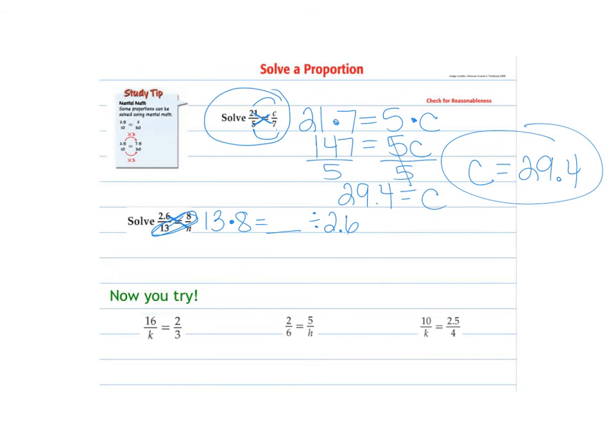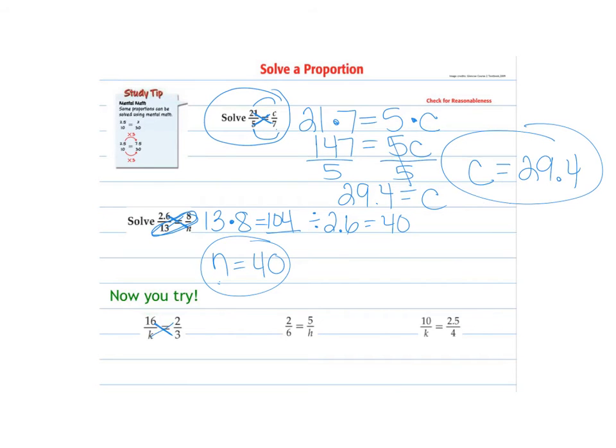So 13 times 8 is 104, and then I immediately divide by 2.6, and I get 40. So n equals 40. And this is how I always want to write it: whatever the variable is, whatever the letter is, equals whatever the answer is, and then we circle it. Let's do one more together, and then I want you to do a couple on your own.